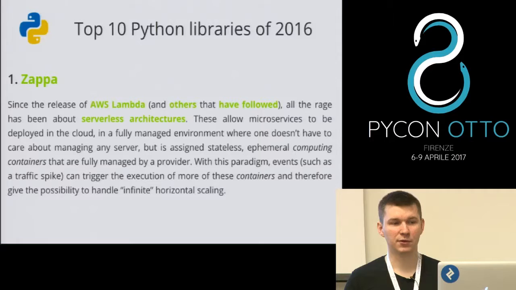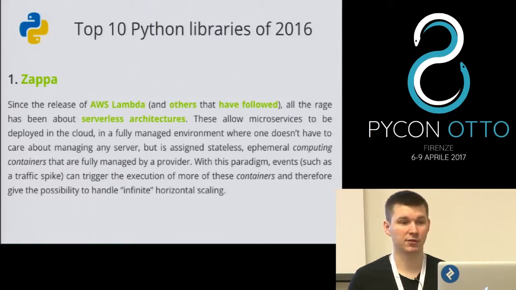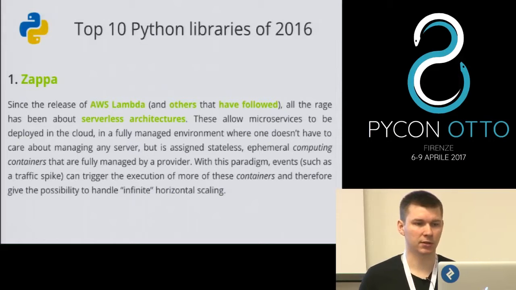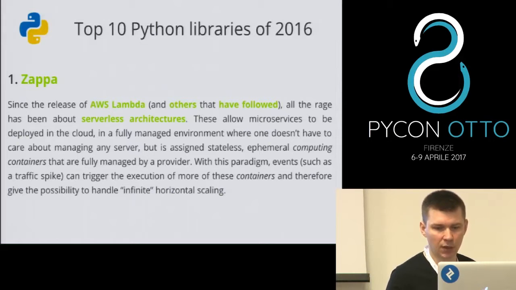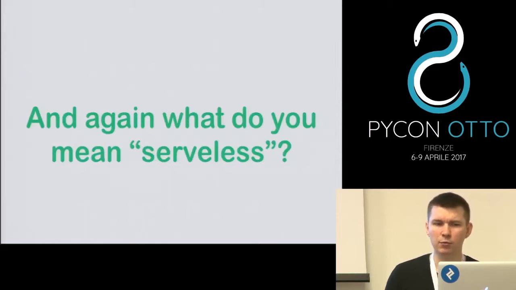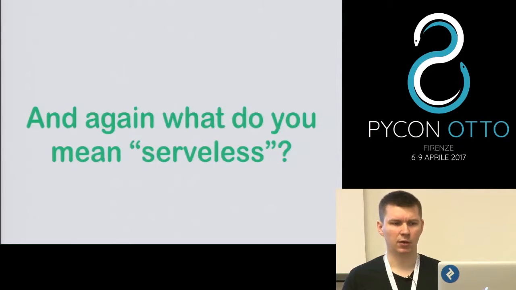One of the interesting findings: Zappa is in first place of the top 10 Python libraries of 2016. It's pretty famous. I mean, there are lots of stars on GitHub, lots of activity, and it's a very fast growing community, and yeah, it's cool. And again, what do you mean by serverless? This word is still confusing.